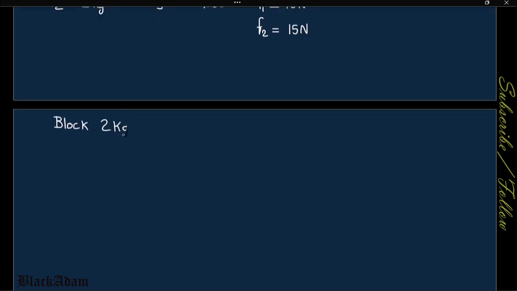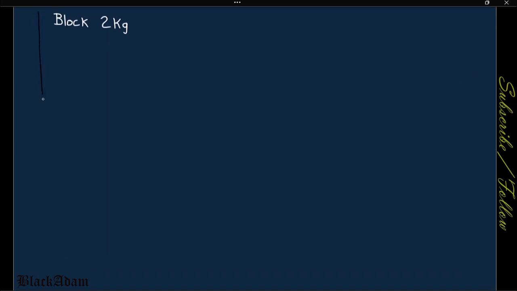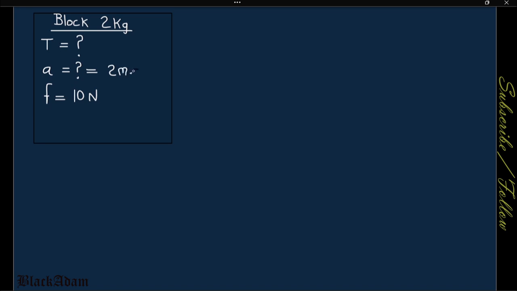For the 2 kg block, let's get the information. We have tension T that we don't know, and acceleration we think we don't know, but it's given: 2 meters per second squared. Friction for the 2 kg block is 10 Newton. Then let's get the data for the 5 kg block. We're going to apply Newton's law on both, starting with one and then doing the other.